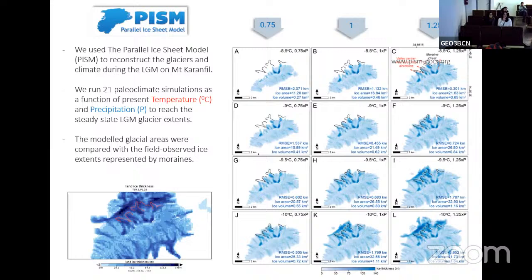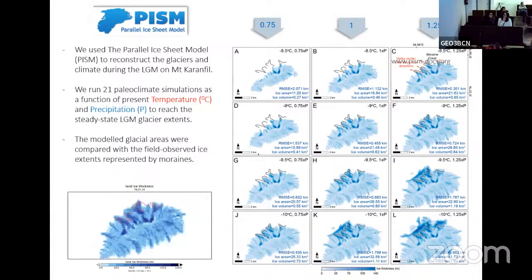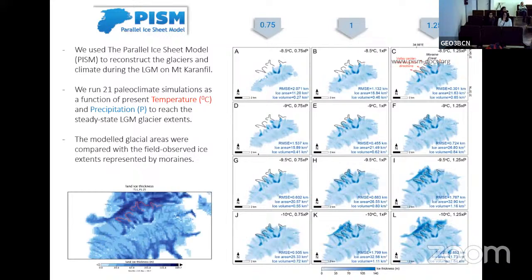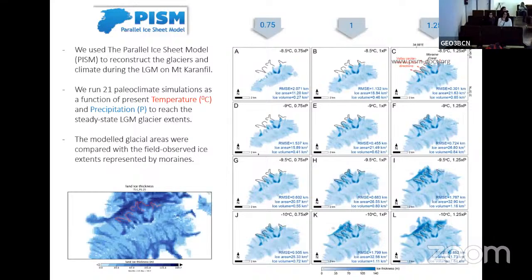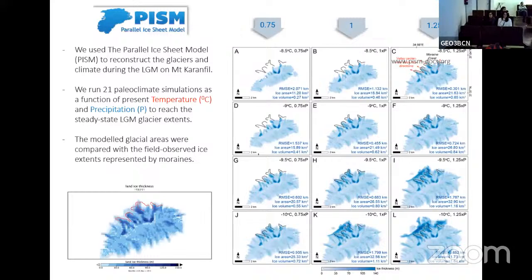You see the best fit to this case. For example, a 9-degree drop with today's precipitation, or something like this one, 8.5 with a little more precipitation, will fit better. So you kind of play around to see what is your best fit. Another good thing is that sometimes you work in very tree-covered areas where you don't see the moraine. If you run the model and then go to the field, the model will tell you there should be some moraines here.